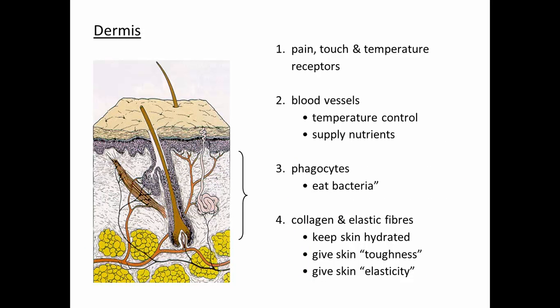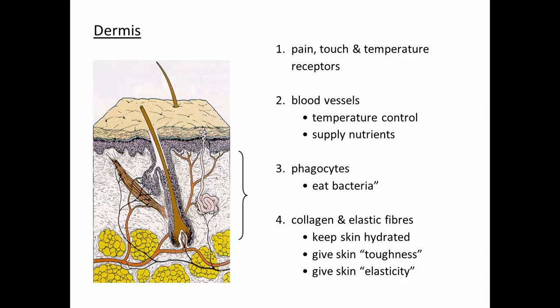Beneath the epidermis is the dermis, and as I mentioned earlier, this is where most of the major structures of the skin are located. So this is where we have our pain, touch, and temperature receptors. This area is filled with blood vessels, and of course those blood vessels have a couple important functions. One is that they can dilate to bring blood close to the surface of the body so that we can lose heat. Those blood vessels also keep all those cells alive. My favorite type of cells are in this area, phagocytes, right, that absorb and eat invading pathogens like bacteria.